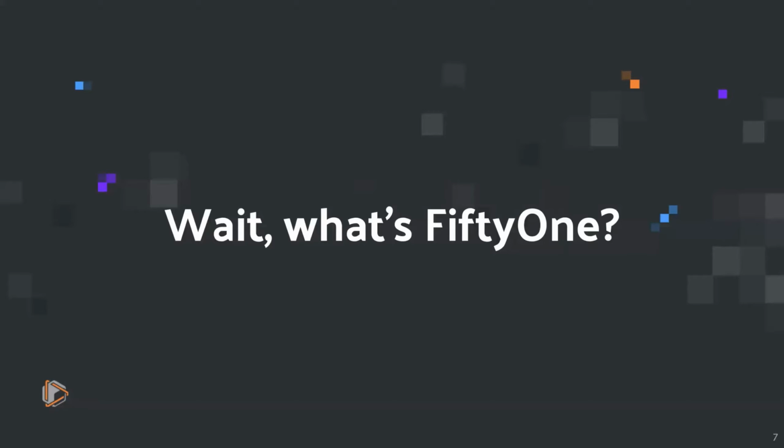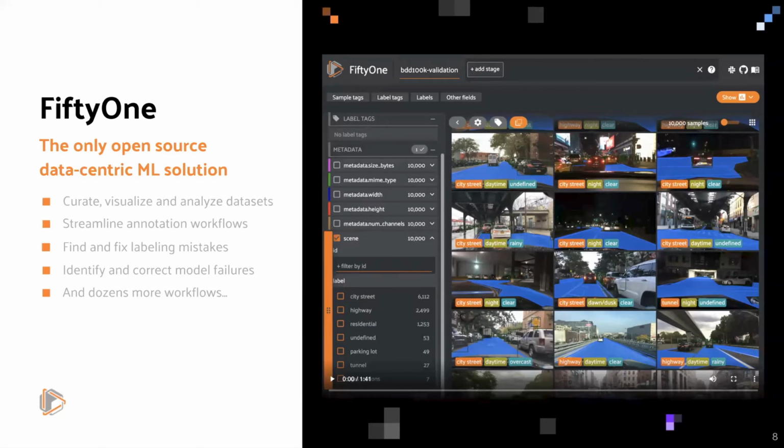Just real quick, you're here because you've probably heard about FiftyOne. And what is that? Well, FiftyOne is an open source data-centric ML solution designed to help you organize your unstructured data, visualize it, identify key weaknesses in your data sets, and integrate it deeply into your ML workflows with the goal of helping you build higher quality data sets, because that's going to be one of the best ways to improve the performance of a machine learning model.